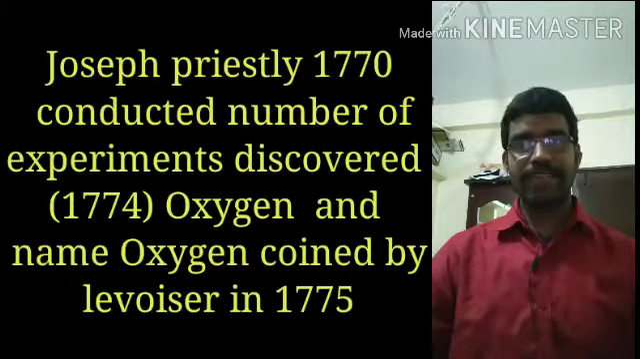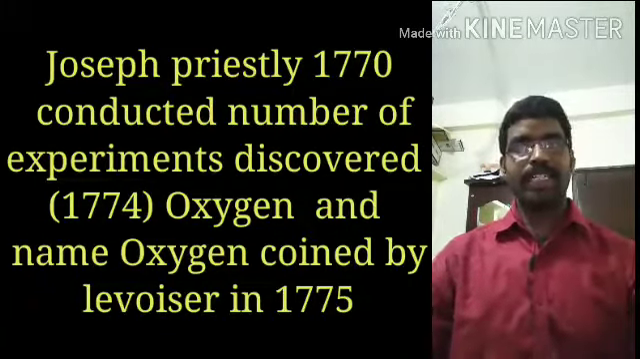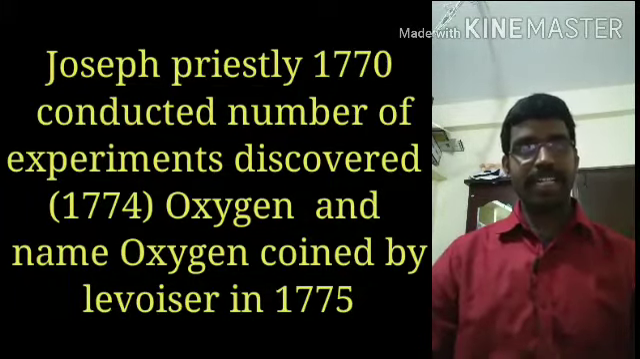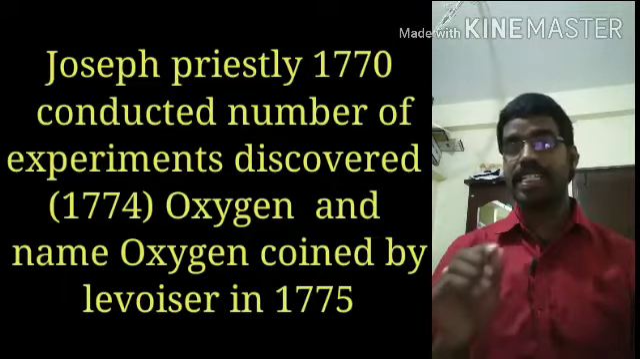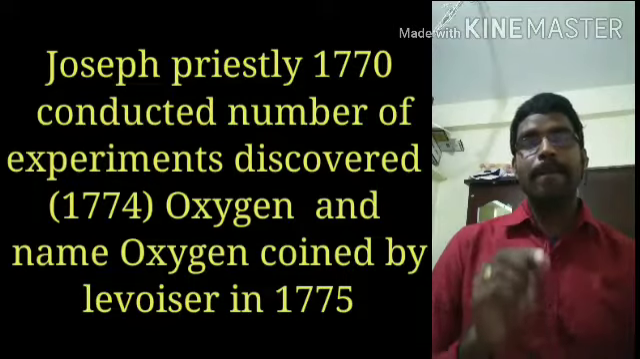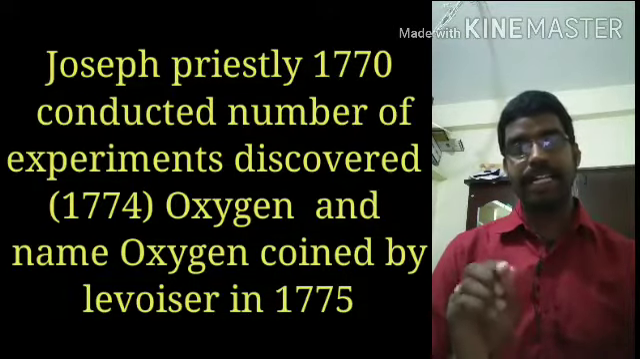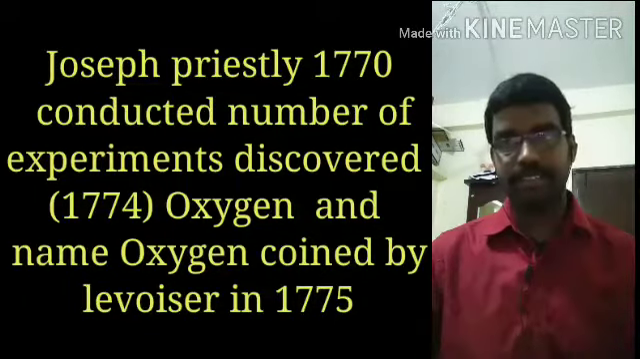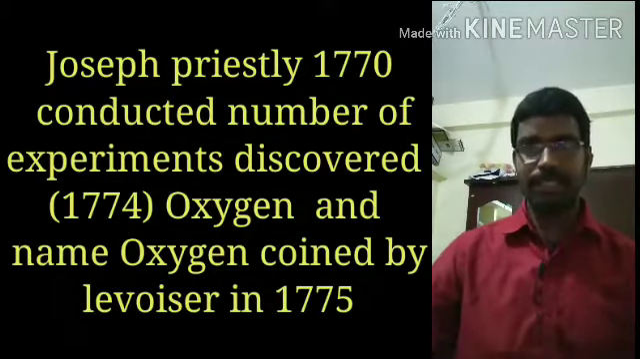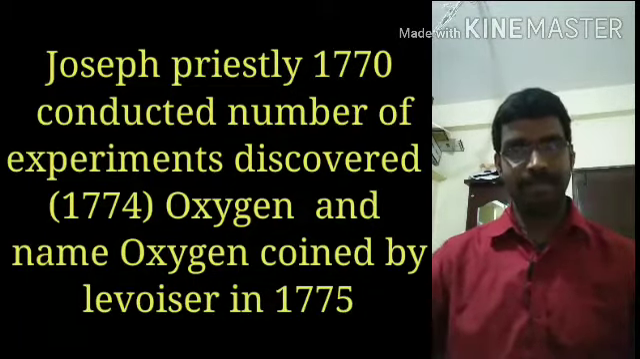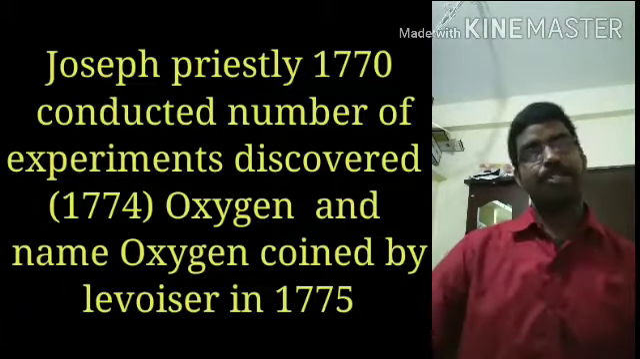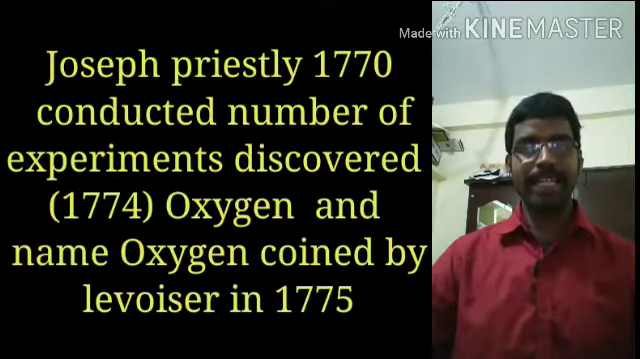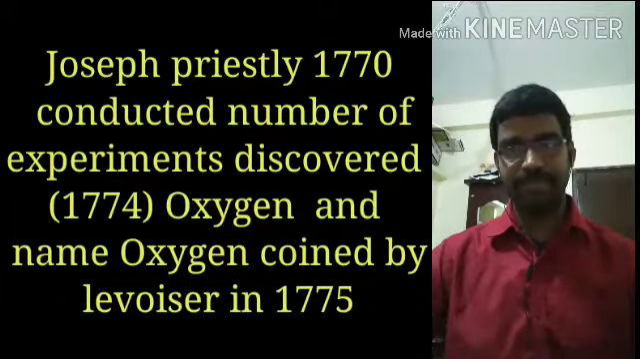Joseph Priestley in 1770 performed a series of experiments that revealed the essential role of air in the growth of green plants. So he found the important role of air in green plants. What is the importance of air in plant growth? It was discovered by Joseph Priestley. After that, in 1774, Priestley discovered oxygen gas, and it was named by Lavoisier in 1775.